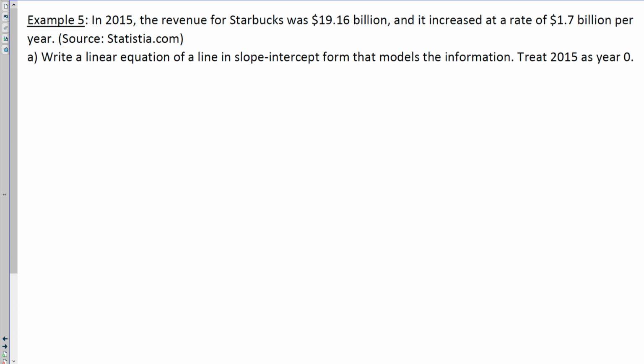Anytime you're dealing with years, it's really tricky to capture and represent any variable that's representing a year. So it's very typical to go ahead and have some generic year represent a year 0. So they want us to treat 2015 as year 0 in our model. So we want the slope-intercept form, y equals mx plus b.